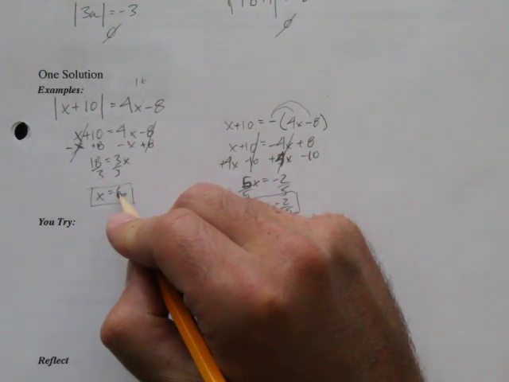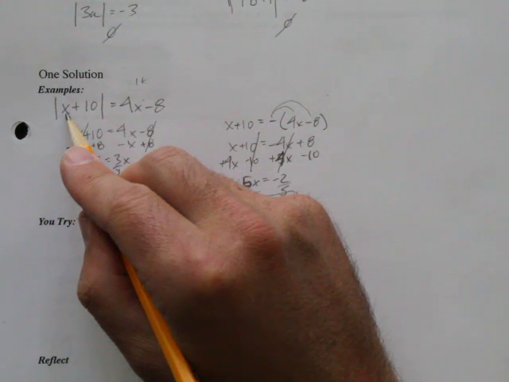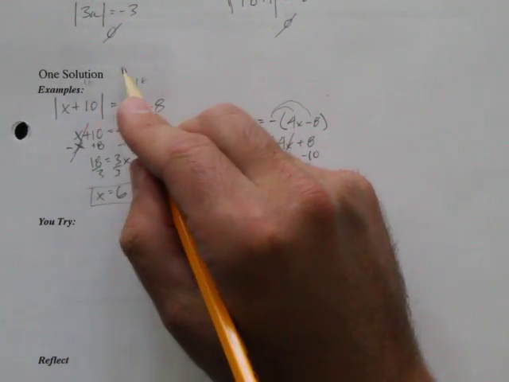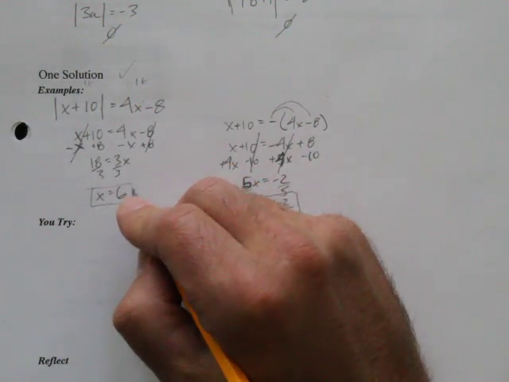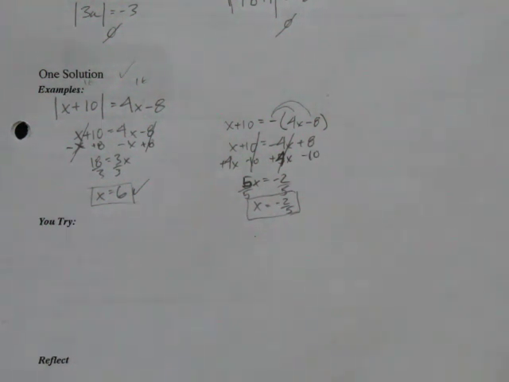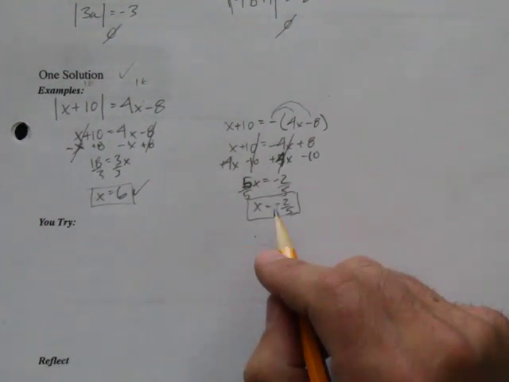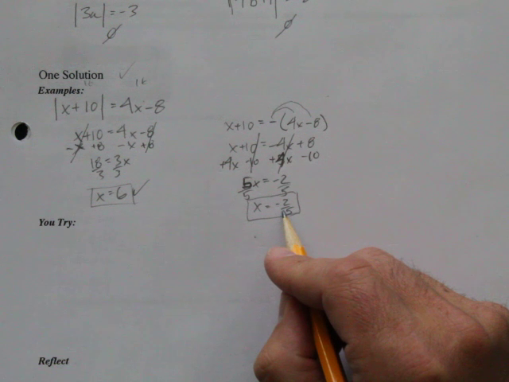And then 6 plus 10 is 16. All right, that one checks out. All right, that one's good. Now let's try this negative 2/5.